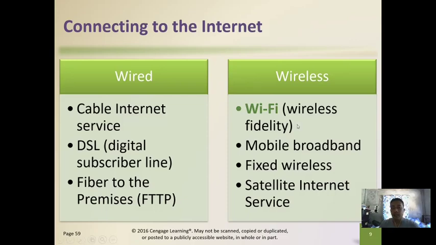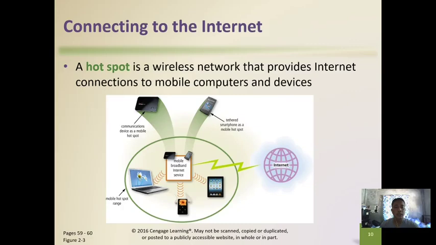The Wi-Fi, I forgot to mention, this is of course your wireless fidelity. You can rebroadcast the internet services using Wi-Fi devices. The communication devices, we'll be dealing with that later on. For hotspot, you can use a specific device such as your mobile phone, and then you can share the internet of your mobile phone to other devices.